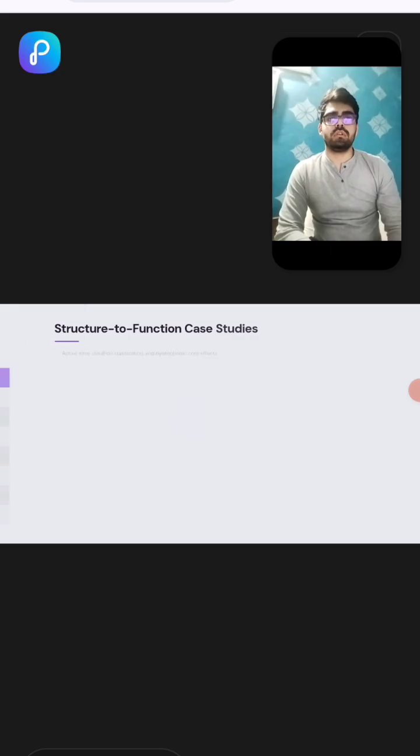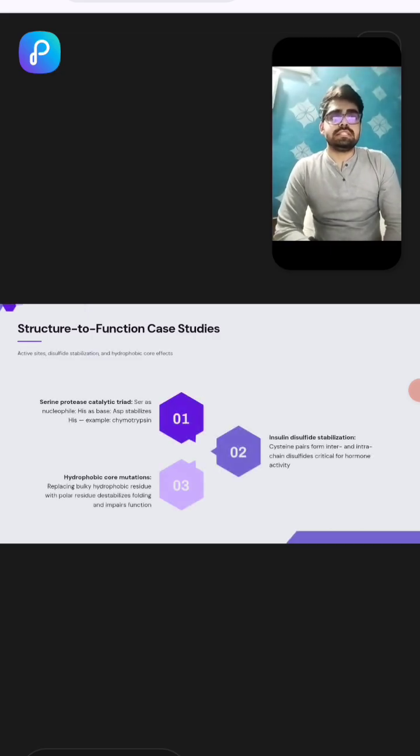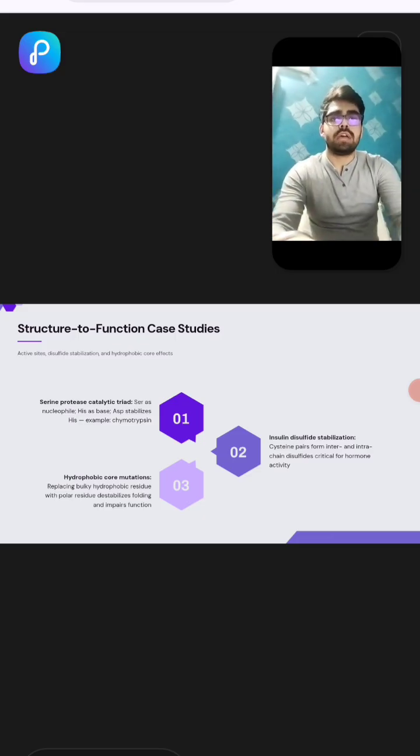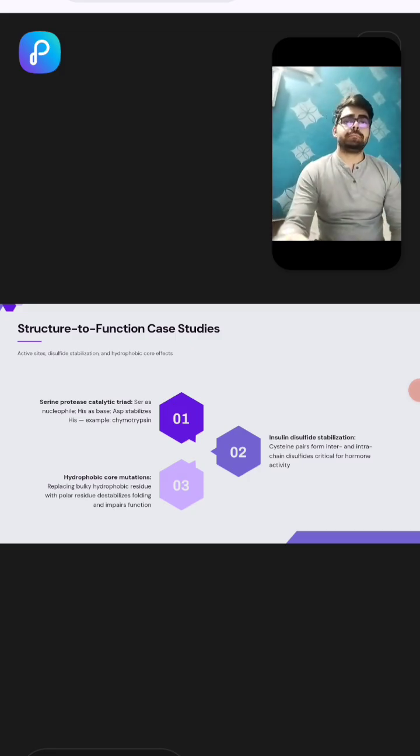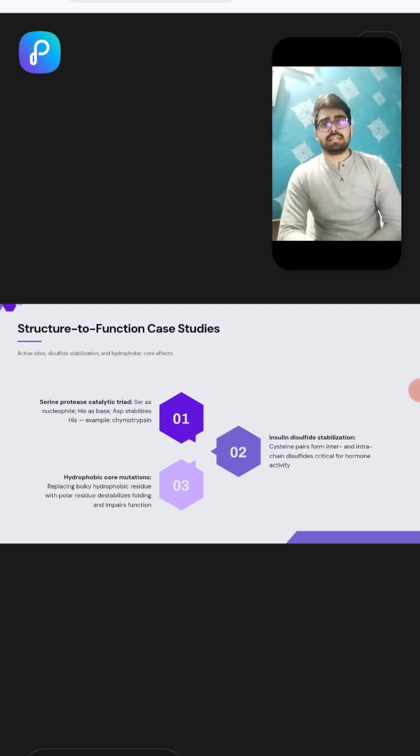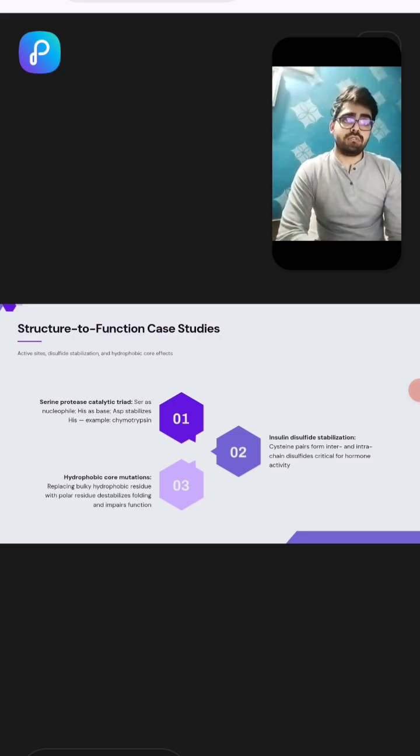So as we go forward, structure-to-function case studies: the amino acids that we have studied till now do not act independently, rather they act as a group and help each other. The best example is the serine protease catalytic triad. It has 3 amino acids: serine, histidine and aspartate. Its best example is chymotrypsin. Serine acts as a nucleophile, histidine as a base, and aspartate stabilizes histidine. So all 3 help each other to have a stable ecosystem, in chymotrypsin.